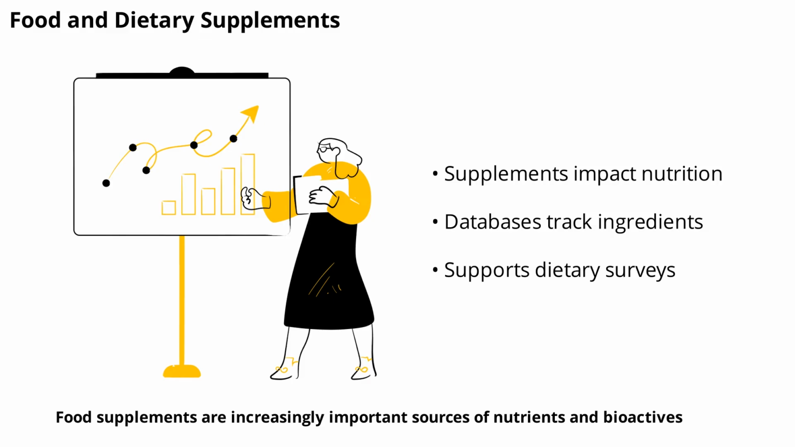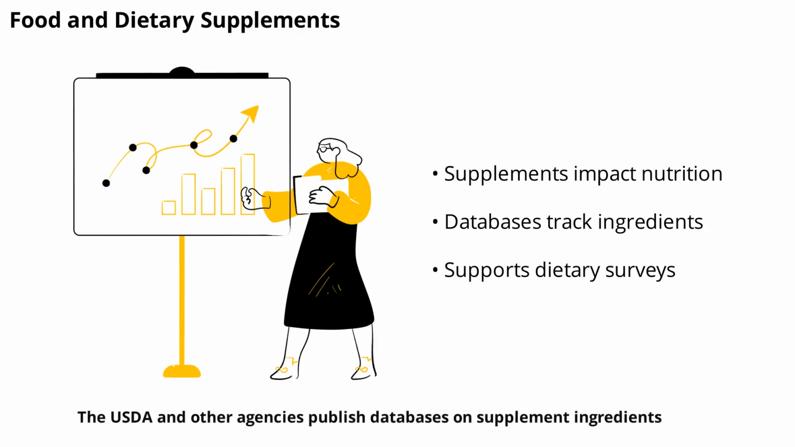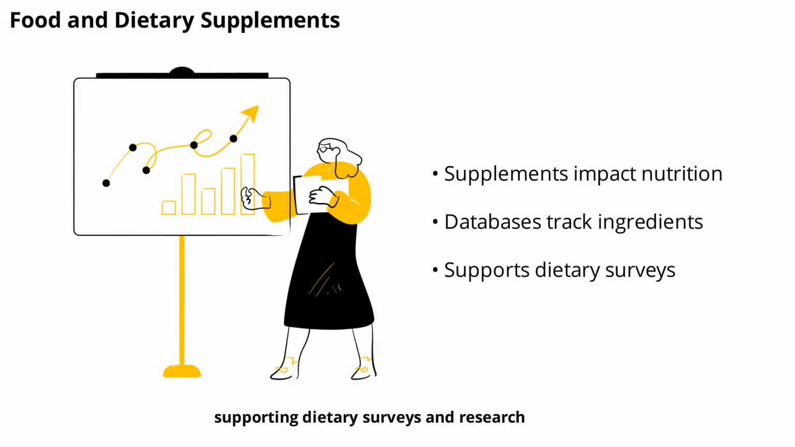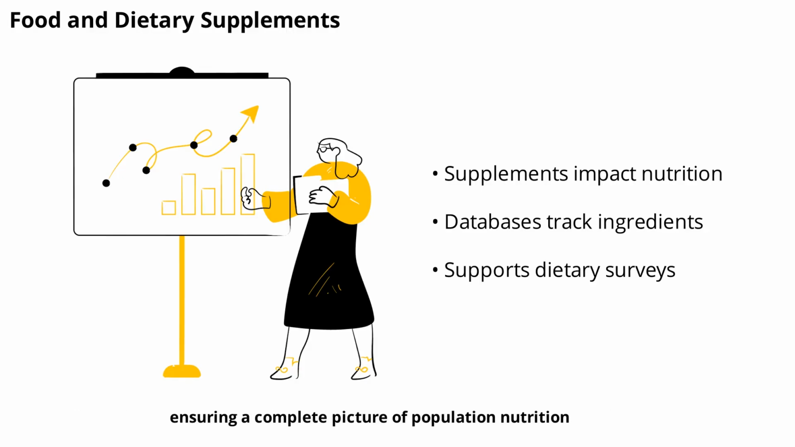Food supplements are increasingly important sources of nutrients and bioactives, especially in developed countries. National organizations monitor supplement use, but data is not always publicly available. The USDA and other agencies publish databases on supplement ingredients, supporting dietary surveys and research. These databases help track nutrient intake from both foods and supplements, ensuring a complete picture of population nutrition.